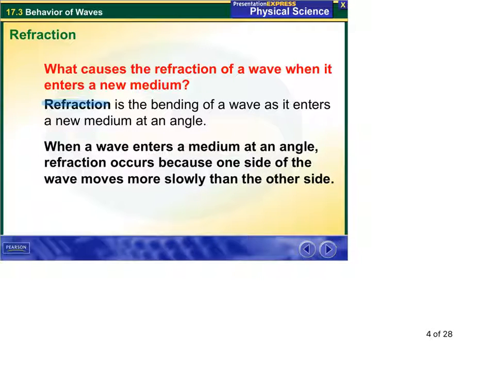Refraction, another wave behavior, is the bending of waves as they enter a new medium at an angle. So reflection, bouncing back; refraction, bending. And why this happens: when a wave enters a medium at an angle, refraction occurs because one side of the wave moves more slowly than the other side.